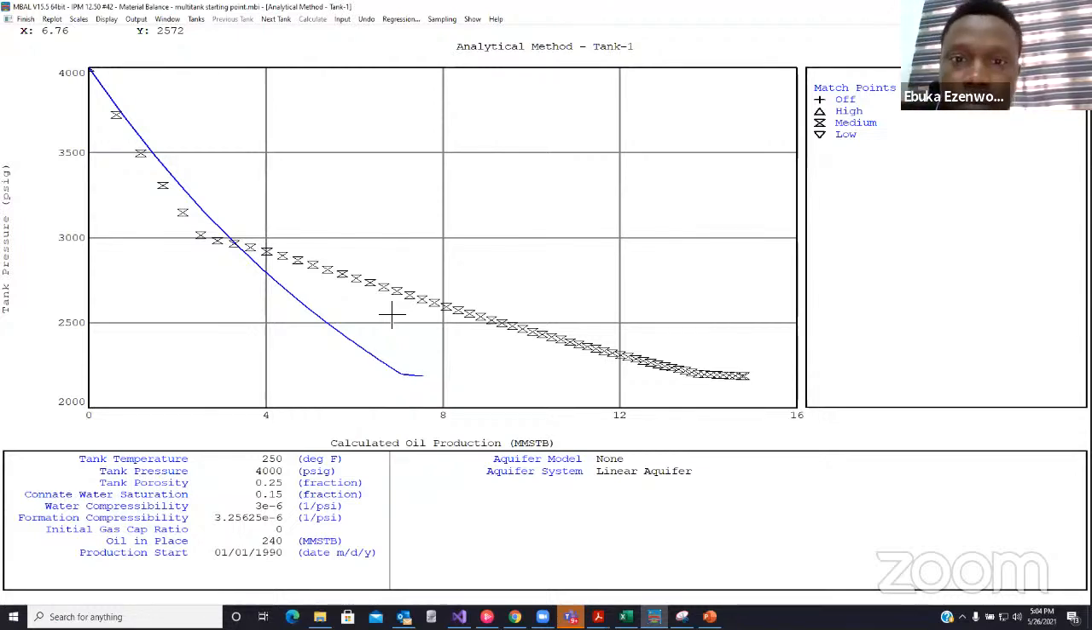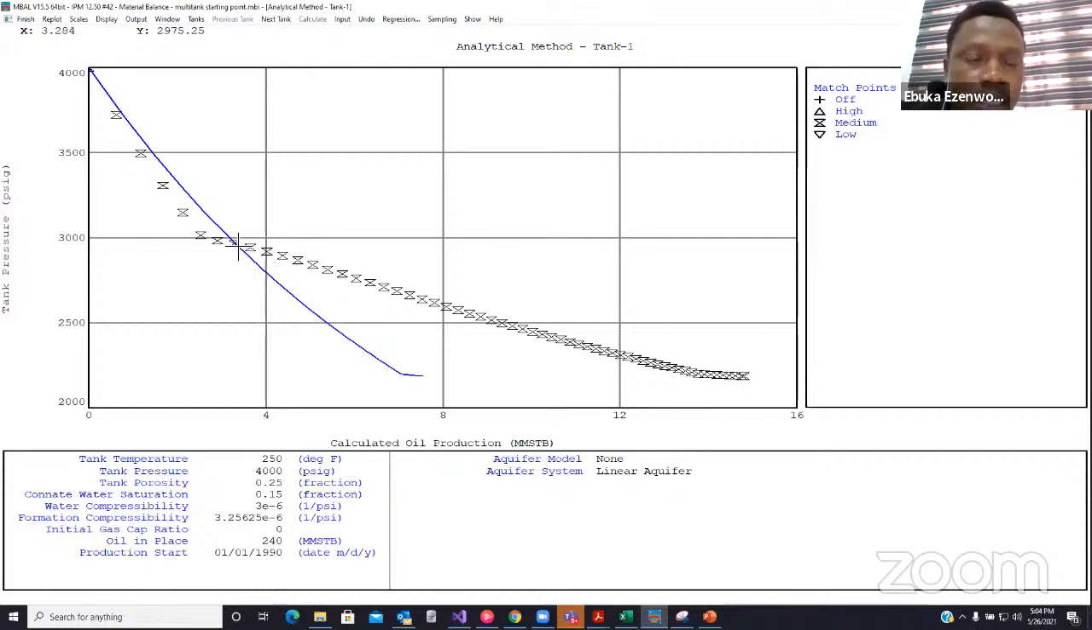solving this kind of system, we already have some set of unknowns that was introduced into the system from the aquifer models. And then because we now have a multi-tank system, another unknown is being added to the load of unknowns that we have. So the best way to tackle this kind of system is you try as much as possible to solve for some unknowns so that you can reduce the amount of unknowns that you are solving for, because it's going to help you in the whole optimization process.